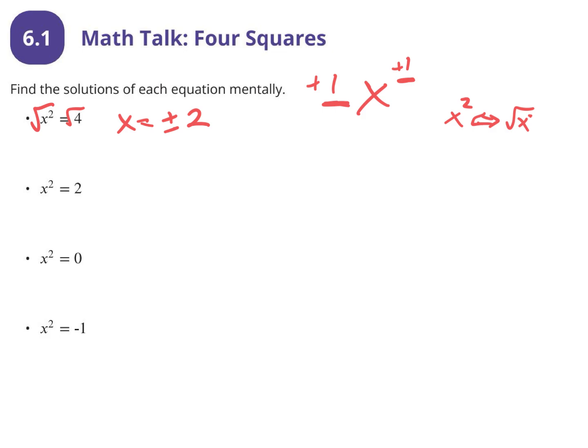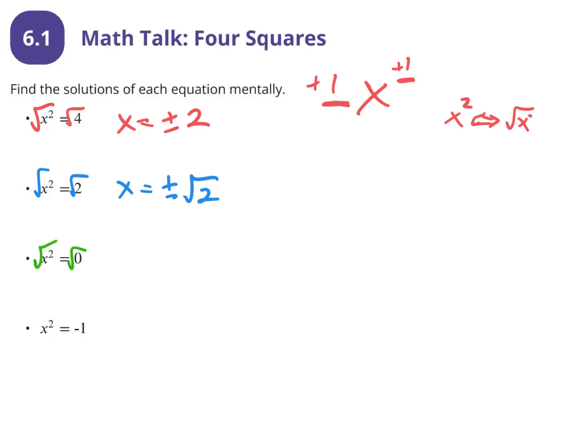Next one. Take the square root of both sides. X equals plus and minus the square root of 2. 2 is not a perfect square. Learn your perfect squares up to 25. That will help you a lot. It comes up in a lot of math and science problems.